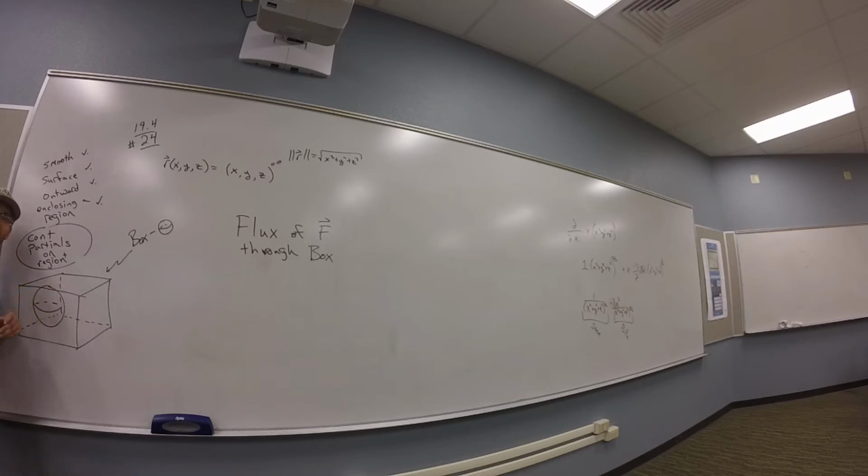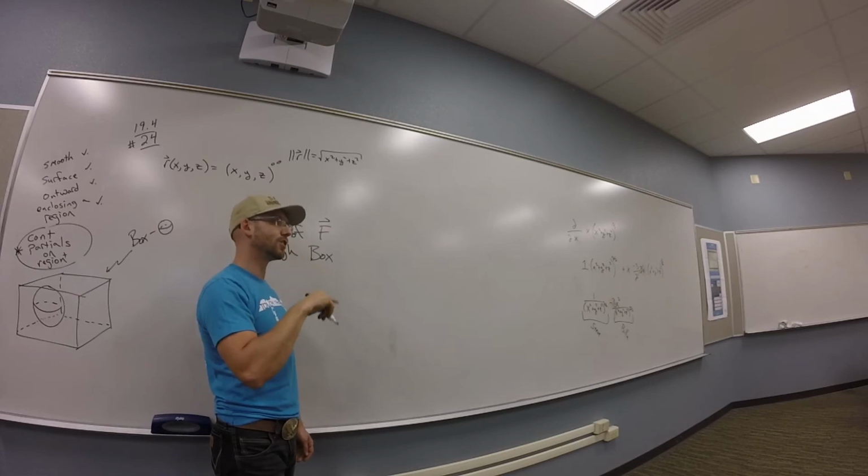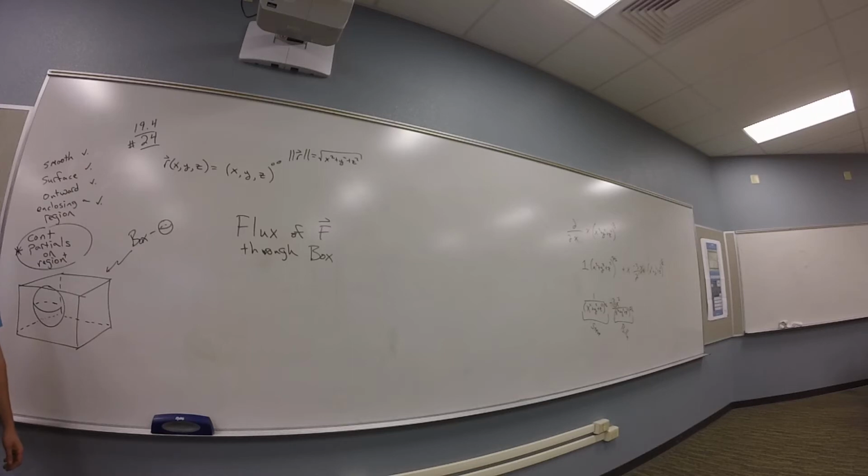I can't apply the divergence theorem directly to this, right? Why can't I apply the divergence theorem directly to the box? The sphere is contained inside of it, and that has a non-continuous partial. The partials still aren't continuous everywhere in the box, because they weren't continuous in the sphere, and the sphere is inside the box. So you still can't apply the divergence theorem directly to this thing. But you can apply the divergence theorem to the area in between the two. You guys see that?